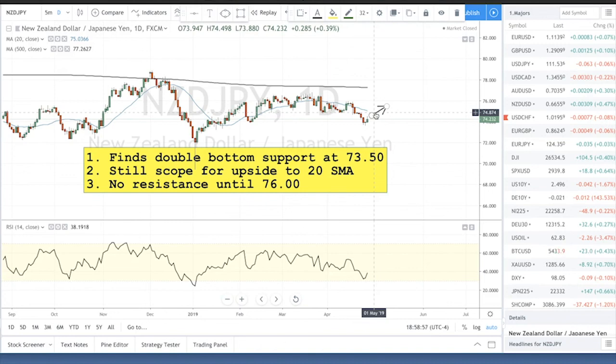I really like the CAD Swiss to the upside. I think the euro pound to the downside, and this is probably the third of my favorite trades, but it's a good one nevertheless. Those are the cross ideas for the week.